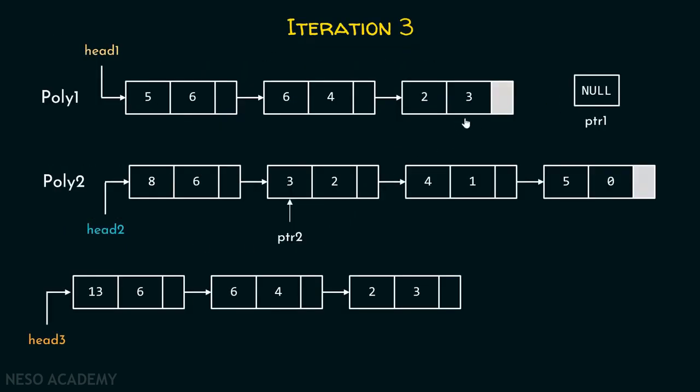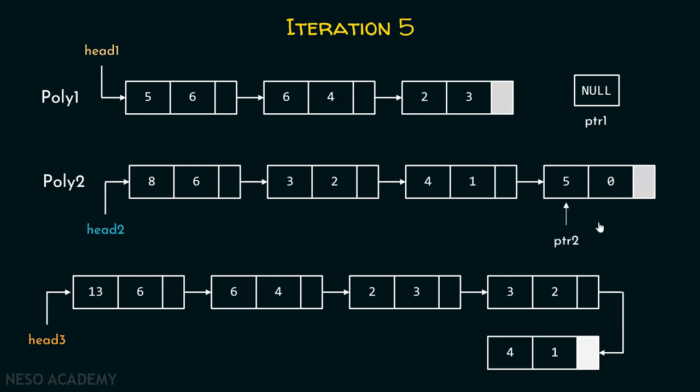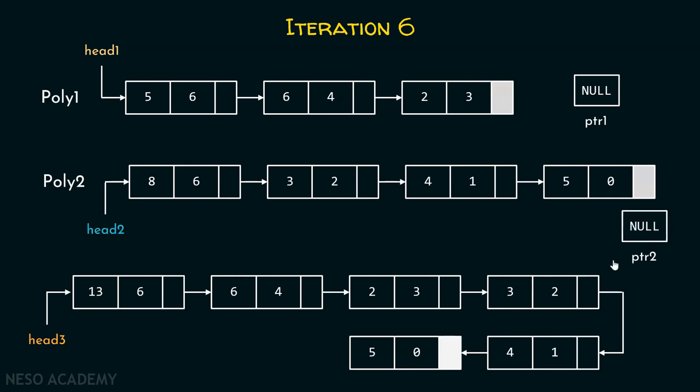Now here you can see that we are done with the first polynomial. Hence we will add all the remaining nodes of the second polynomial. ptr1 is null, right? We will repeat until ptr2 becomes null, and we will add all the remaining nodes in the resultant linked list. First we will add this node in the resultant linked list, then we will add this node, and then we'll move pointer towards right, and we will add this node, and this is the resultant linked list so obtained, right? And after this, obviously ptr2 becomes null, and this means this is the resultant linked list so obtained. This represents the resultant polynomial, the addition of these two polynomials, right?